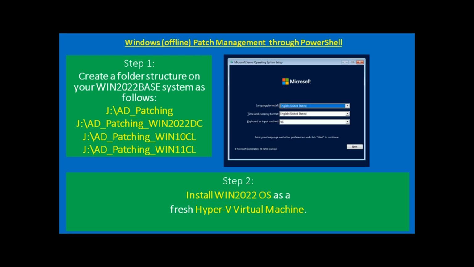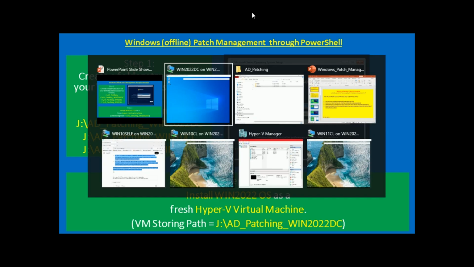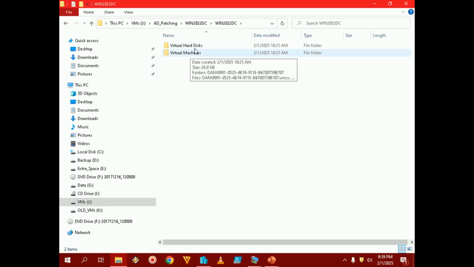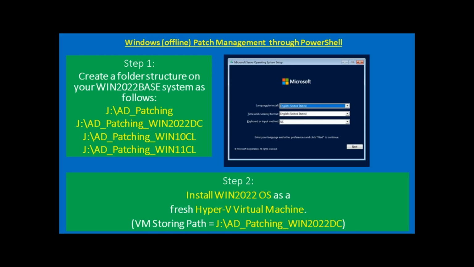So the VM storing path we have already defined: JAD patching and then the Windows 2022 DC folder. We'll verify that also if you want to. So this is my JAD patching folder. If I go inside, the virtual hard disk and virtual machine configurations are stored in this particular folder.